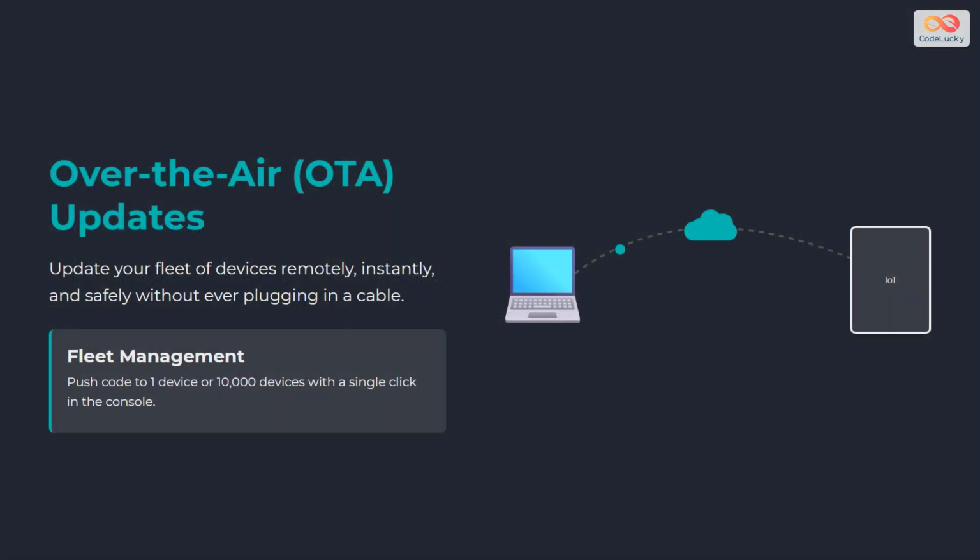Perhaps the most powerful feature is over-the-air updates. Once your devices are deployed in the field, maybe atop a mountain or in a factory, you do not need to physically plug them in to update code. You can push new firmware to one device or your entire fleet securely through the cloud in just minutes.